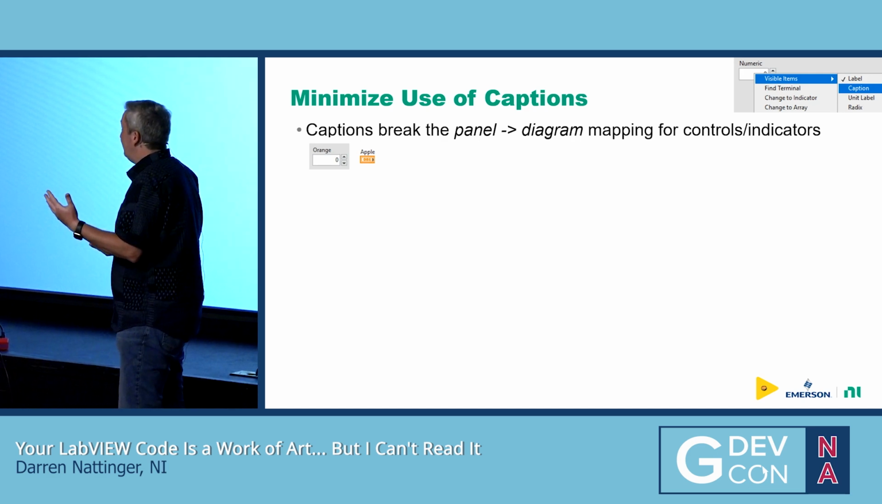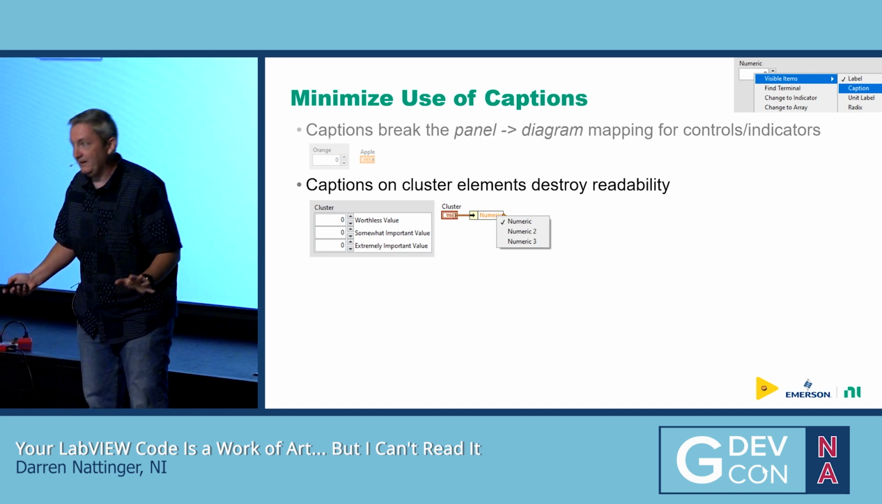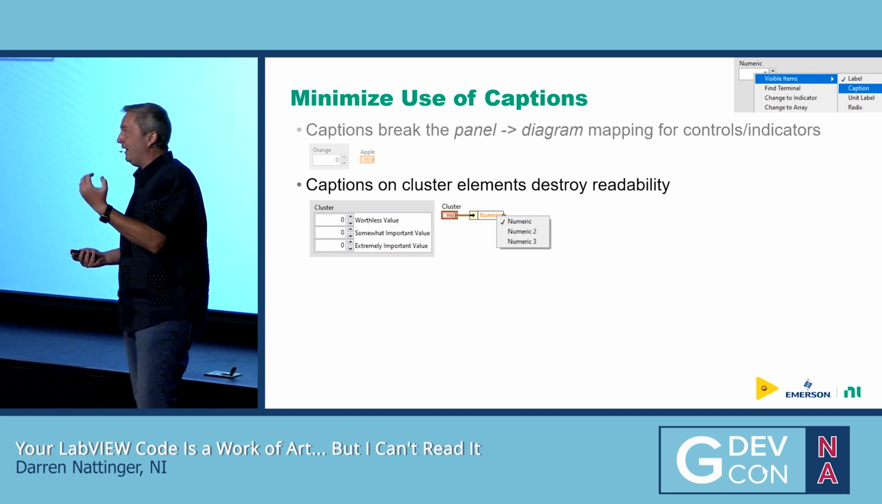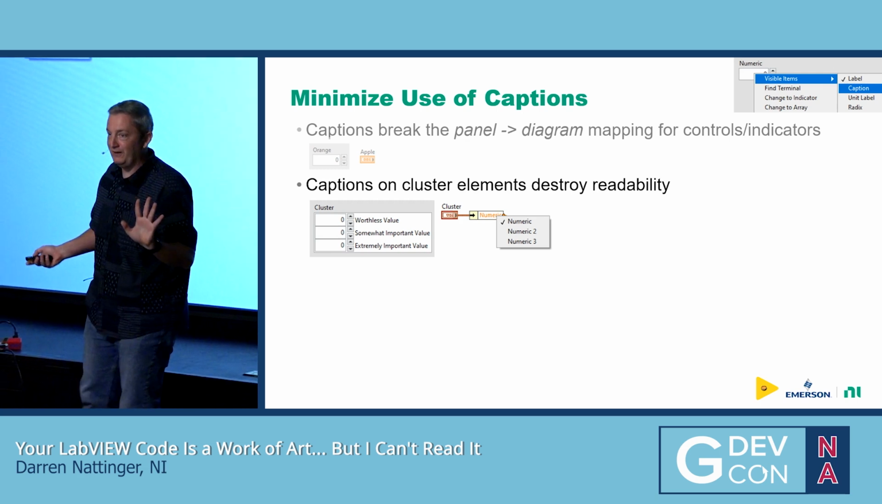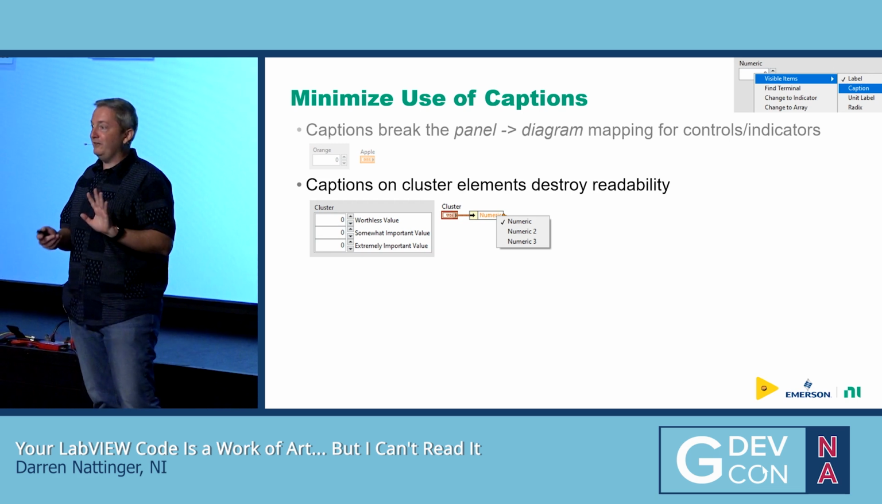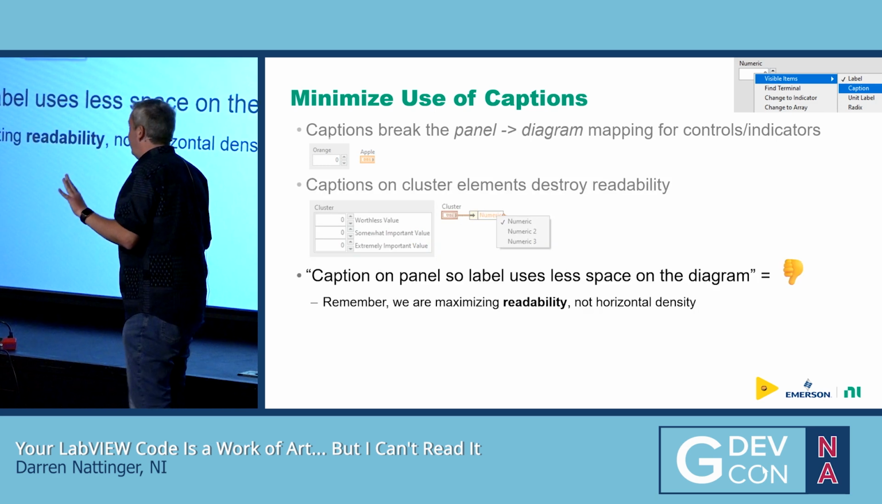Believe it or not, I've actually seen people do this with cluster elements, which is a terrible idea. I've got a cluster on the front panel, and I see the names of the things, and then I go to an unbundle by name, and it's completely different names. I have seen this in code. I've seen this in code recently. So try not to use captions if you don't have to.